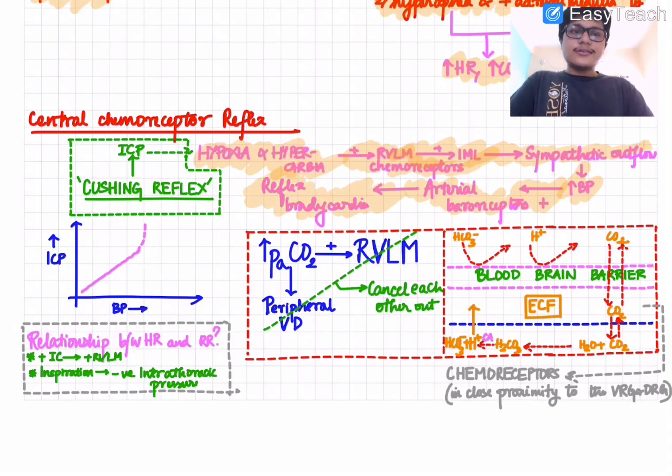This central chemoreceptor reflex is in essence the CNS ischemic response mentioned in Guyton, and this is a last ditch effort of the CNS to control a miserably falling blood pressure. Okay, and sometimes the blood pressure may increase to a level like 250 to 300 millimeters of mercury because of this central chemoreceptor reflex. One more thing I would like to mention over here is the Cushing's reflex.